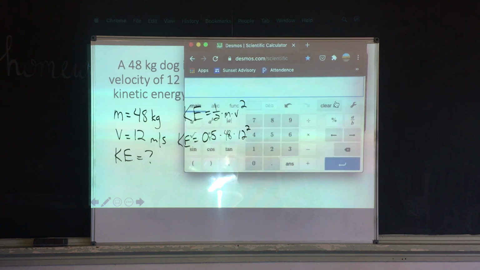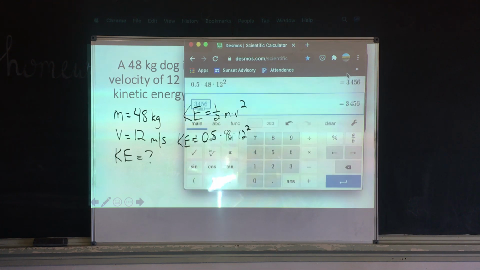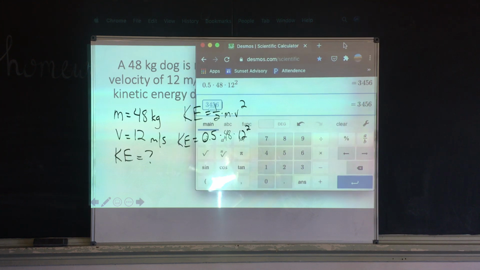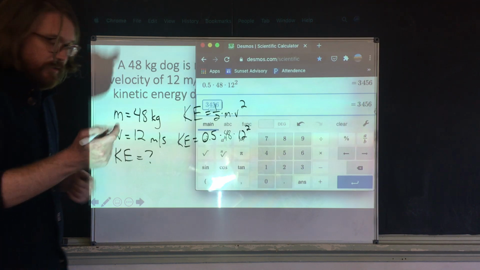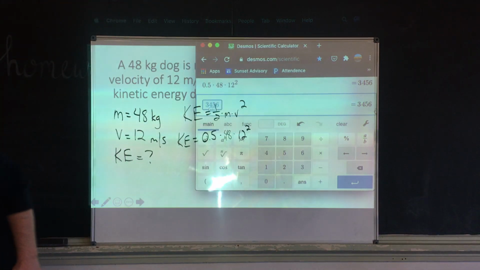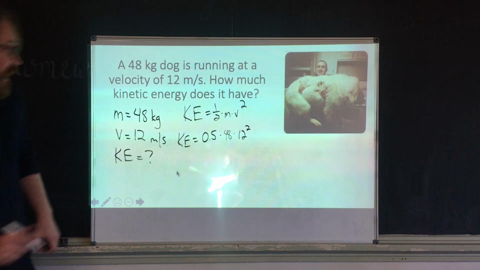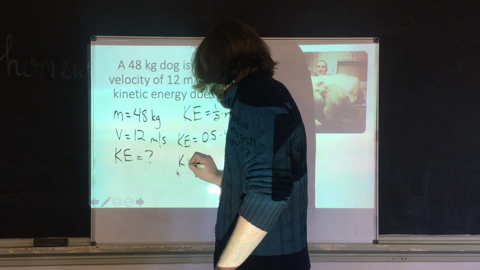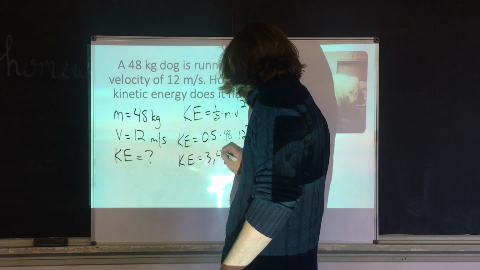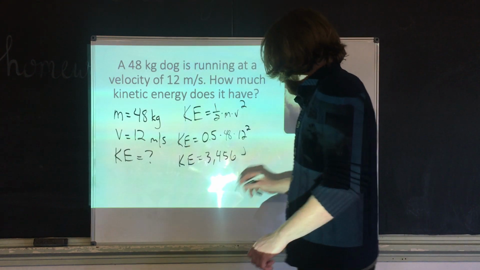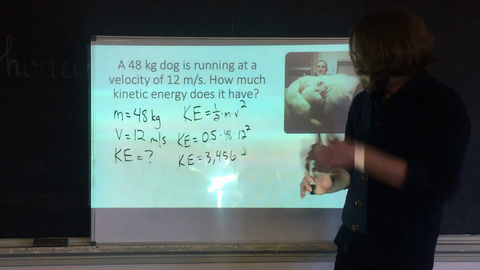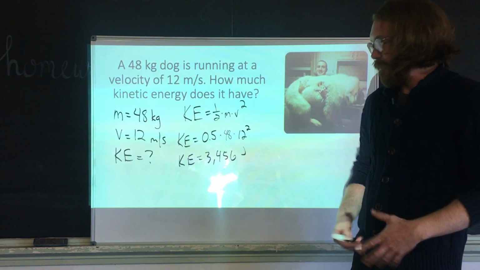Did I clear it? Wow, where's my answer? Answer. There you go. Oh, I see what I did there. Okay, bring this down a little bit so you can see that. There it is. And the answer is exactly 3,456, which I think is fun. Maybe this is just the nerd in me, but the kinetic energy is equal to 3,456 joules, or 3,456. It's a bad nerd joke.